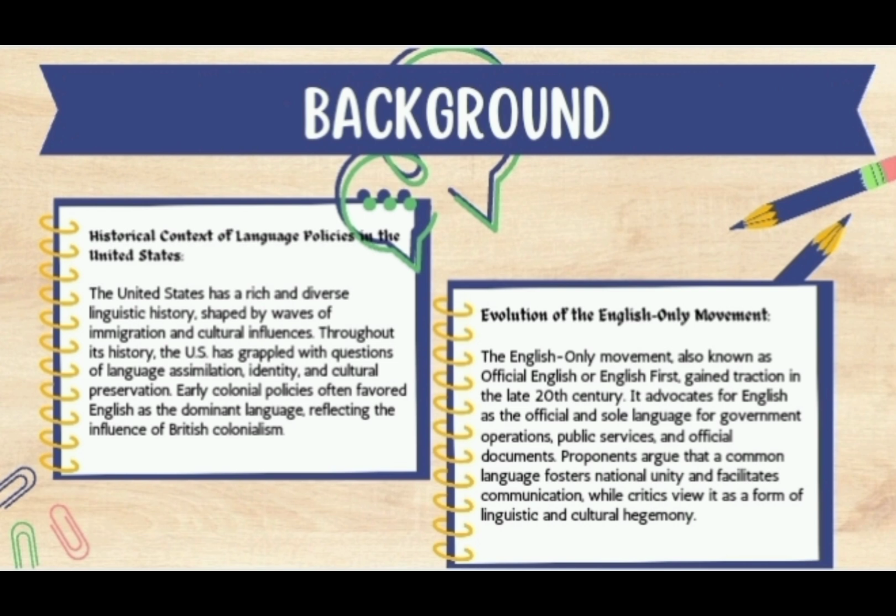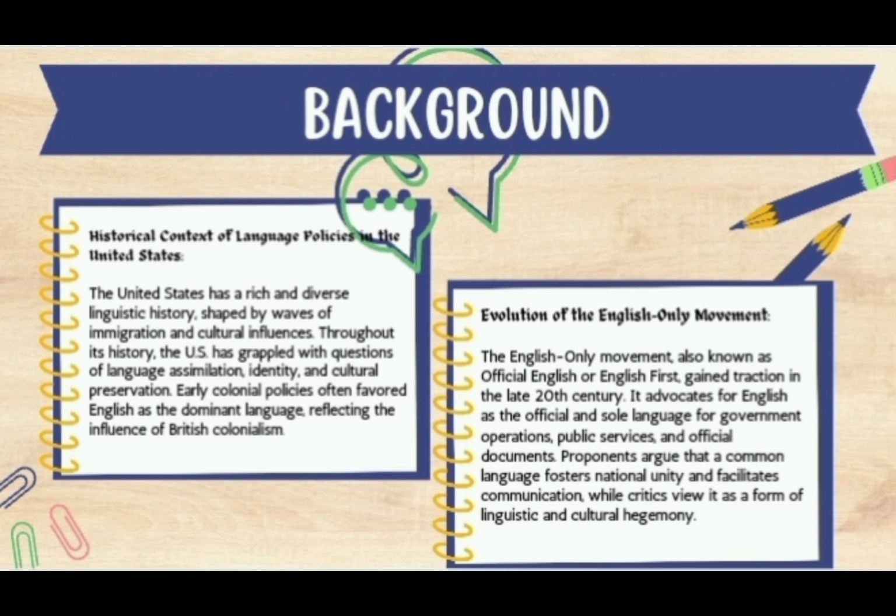So English was established as the primary language of governance, education, and commerce, laying the foundation for its continued prominence in American society. And for the evolution of the English-only movement, also known as Official English or English First, it gained traction in the late 20th century. It advocates for English as the official and sole language for government operations, public services, and official documents. Proponents argue that a common language fosters national unity and facilitates communication, while critics view it as a form of linguistic and cultural hegemony.